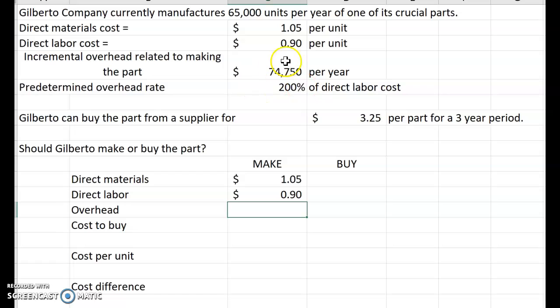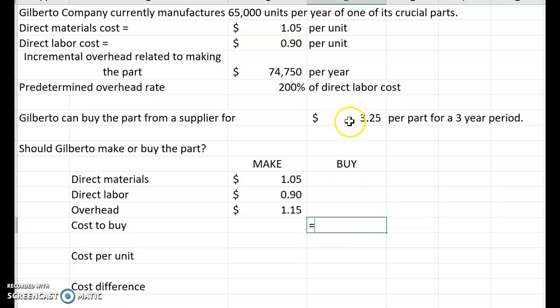overhead, we're only going to consider the overhead that's going to be incurred to make this part. Okay? We don't take into account the predetermined overhead rate. Okay? We only consider the overhead that's going to be incurred if we make this part. And if we buy this part, we will not incur this overhead. So we take that $74,750 and we divide it by the 65,000 parts, and that's our overhead per part.